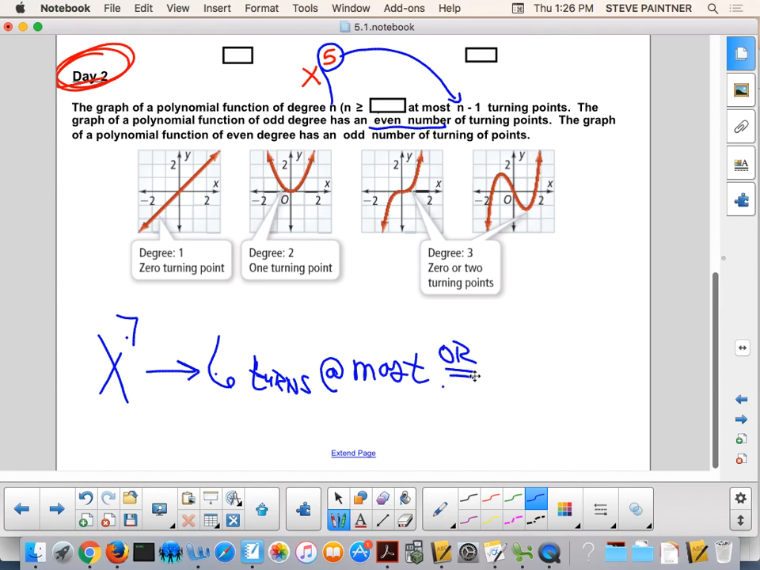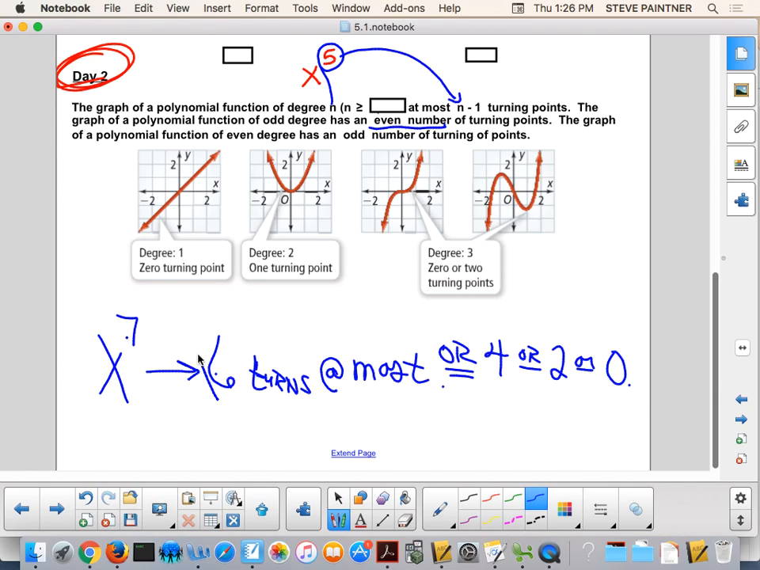Or even numbers: 6, then go down 1 even number, 4, 2, 0. The pattern is it could turn 6, 4, 2, or 0. It's not going to turn negative. You can't say negative 4 turns, okay? So these are your options.